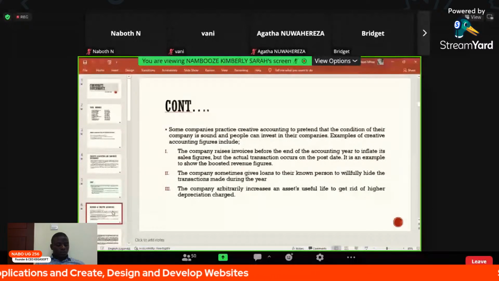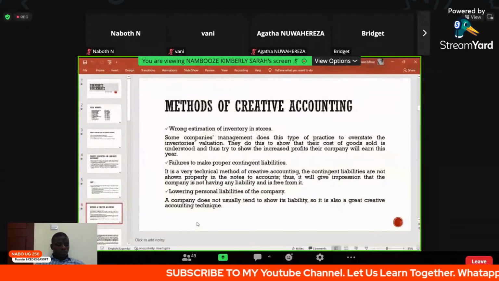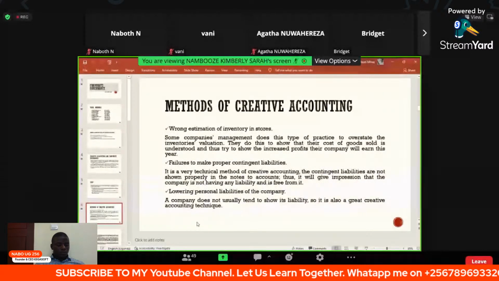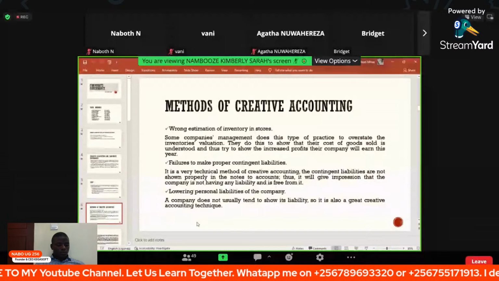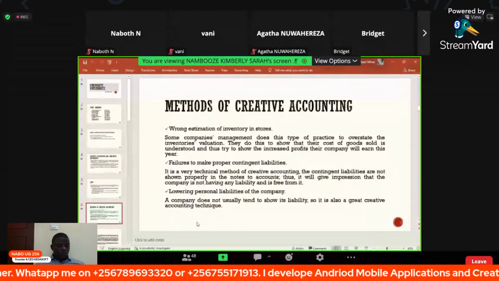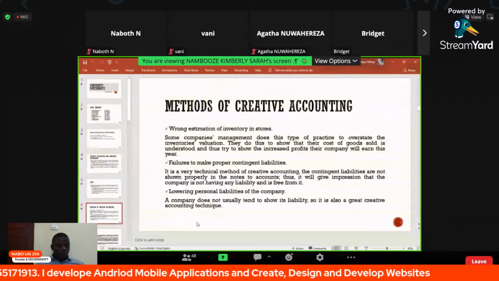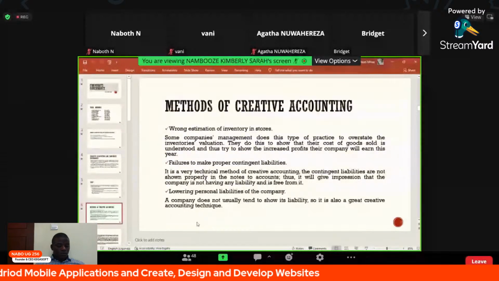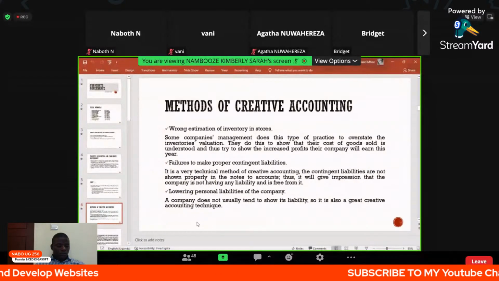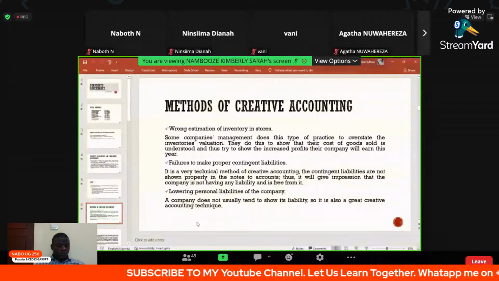We are going to the methods of creative accounting. One of the methods we are seeing is wrong estimation of inventory in stores. On this one, companies practice this method in order to overstate the inventory's value. And they do this in order to show that their cost of goods sold is understated and thus try to show the increased profit their company will earn this year. And mostly they do this in order to attract more investors to their companies.